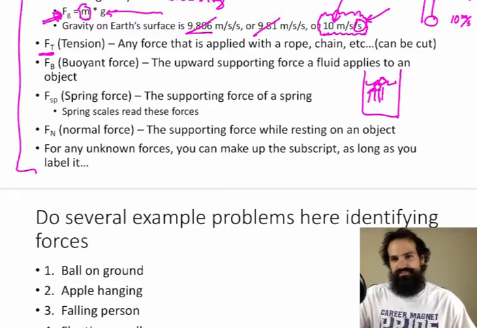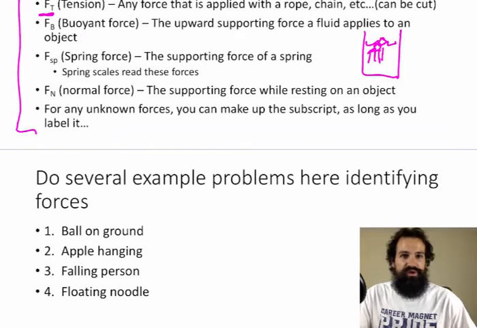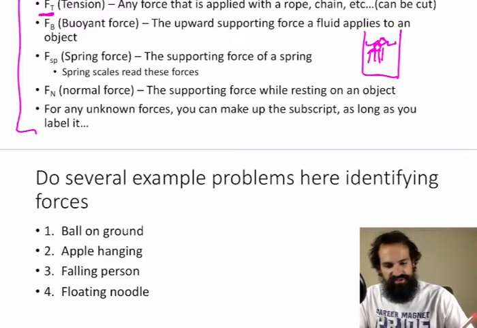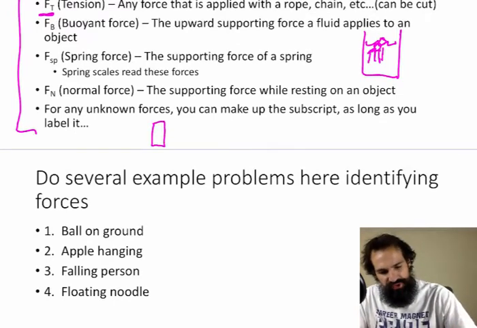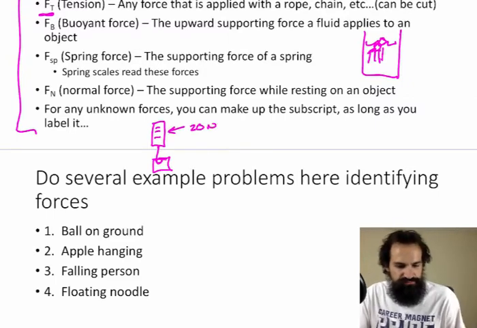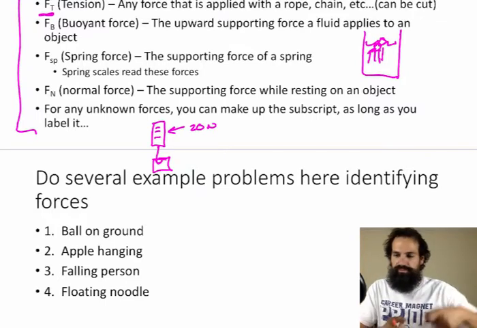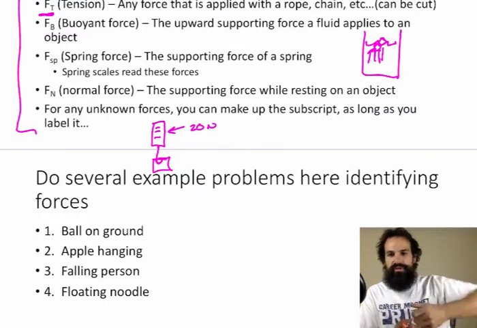Spring force. This is the supporting force any spring will provide. Spring scales that we use in class, they look like this. They have a little spring inside, and they have a little hook on the end, and you can hang an object from them, and this might read, let's say, 20 newtons. It has a spring on the inside, and it reads whatever.